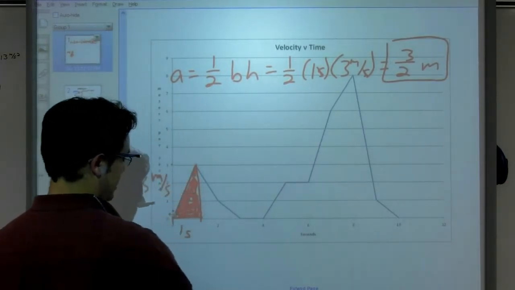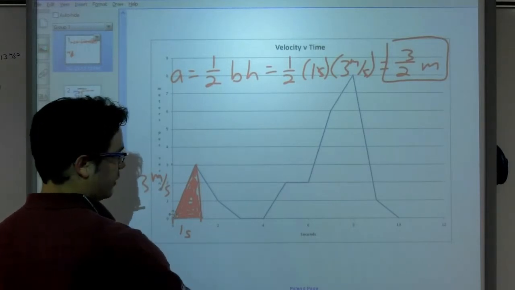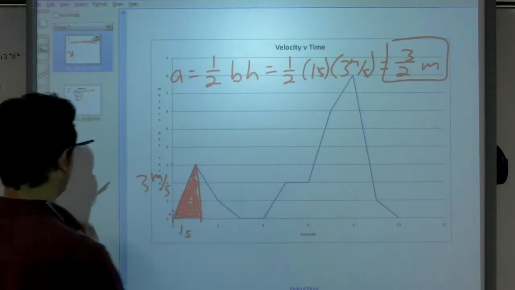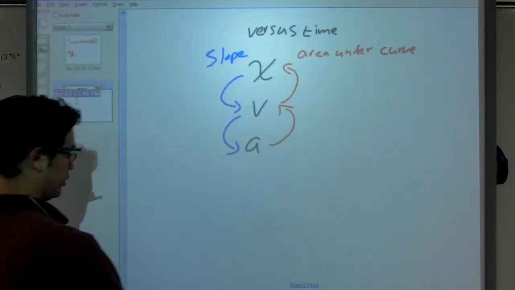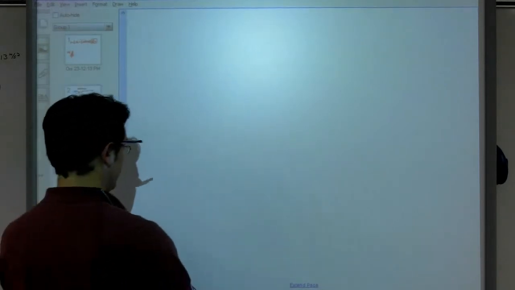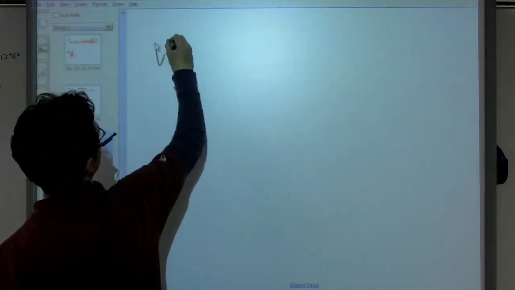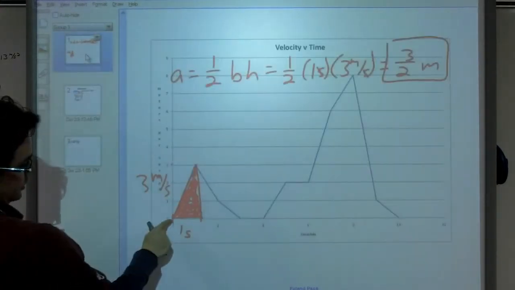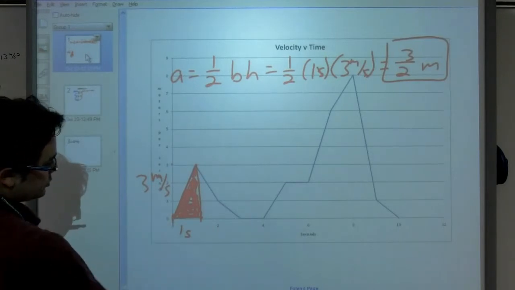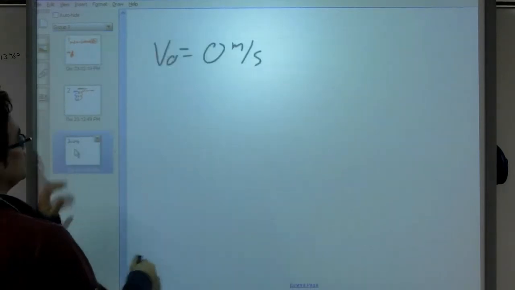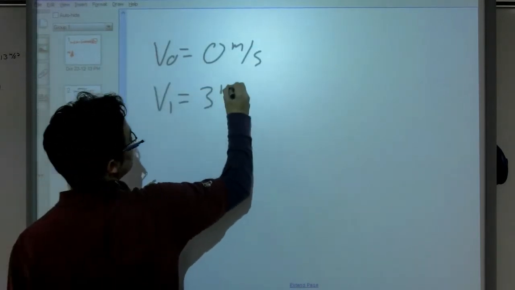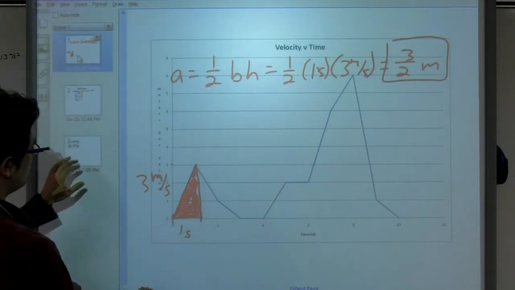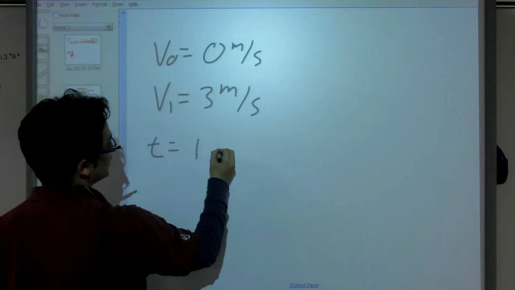Okay, so we found an area here. That's our displacement. And in fact, let's see if we want to verify that. We start off at 0, we end at 3 meters per second, and our total time is 1 second. Let's double check that. We've got 1D kinematics, so initial velocity was equal to 0 meters per second. That's from our graph. Down here, at time equals 0, we're at 0 meters per second. Our final velocity is 3 meters per second. And the time is 1 second.